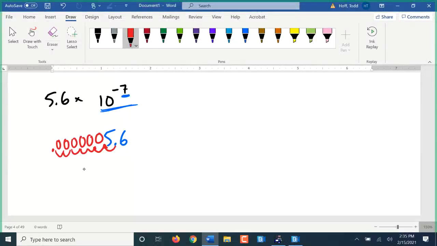So I have 0.12345, and 0.0000056 is that result.